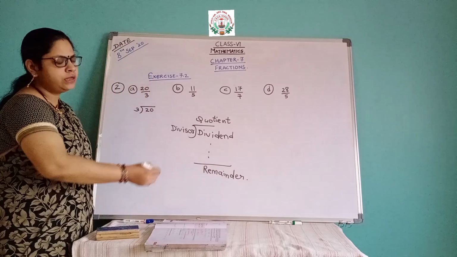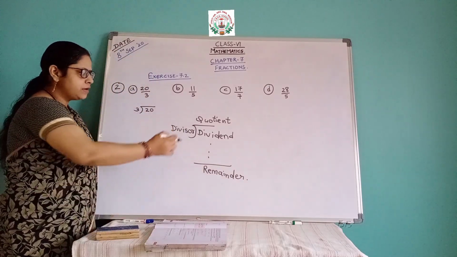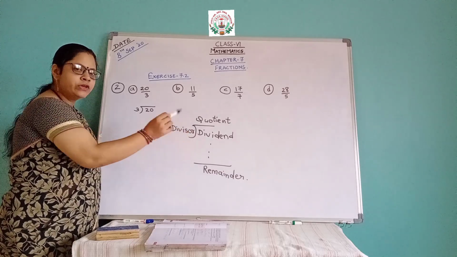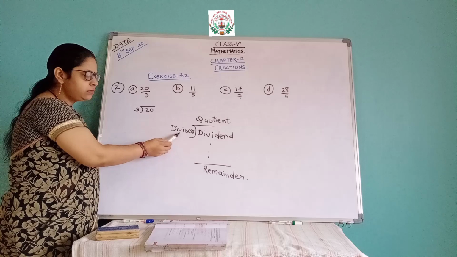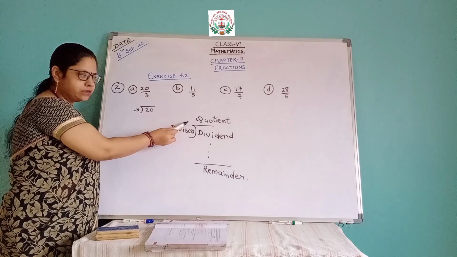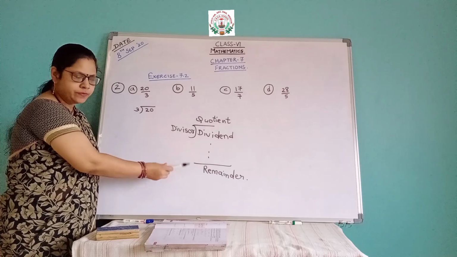If you do not know, just see this and keep it in mind. The number which you are dividing is called the dividend. The number by which you are dividing is called the divisor. The answer which you are getting is called the quotient. And whatever is left out is called the remainder.